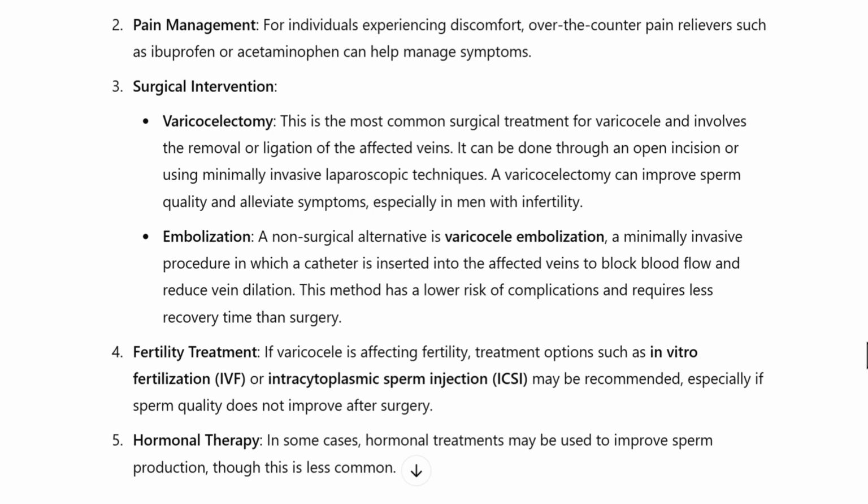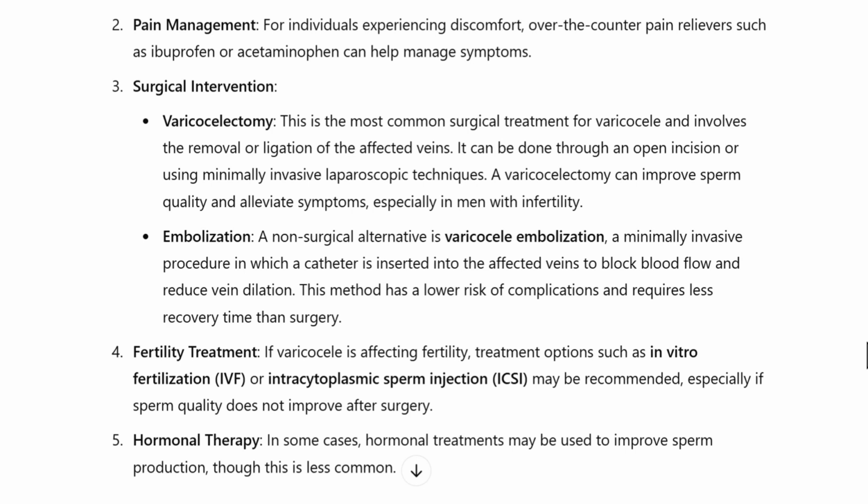Embolization. A non-surgical alternative is varicocele embolization, a minimally invasive procedure in which a catheter is inserted into the affected veins to block blood flow and reduce vein dilation. This method has a lower risk of complications and requires less recovery time than surgery.